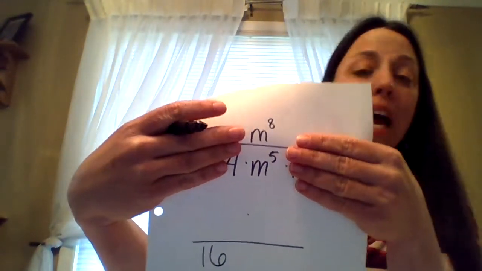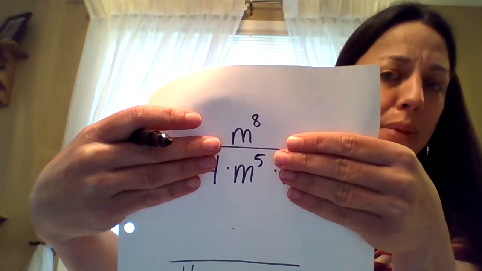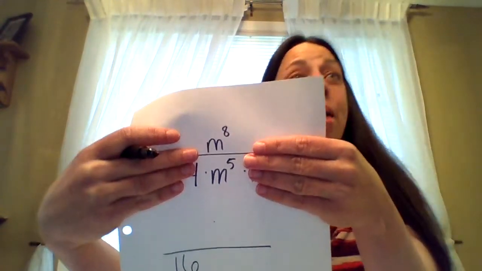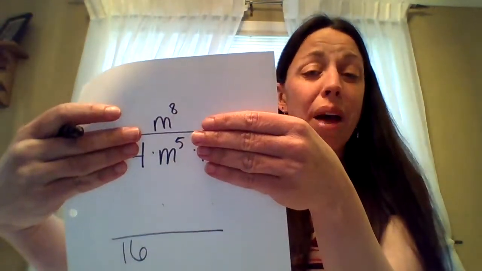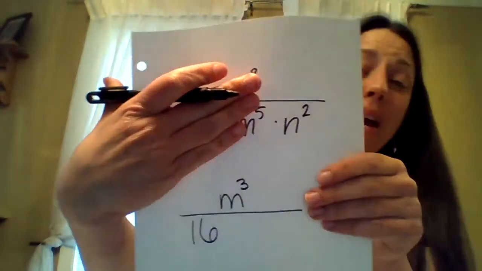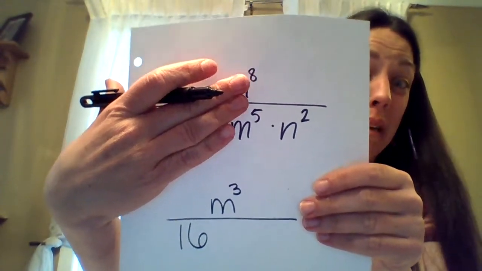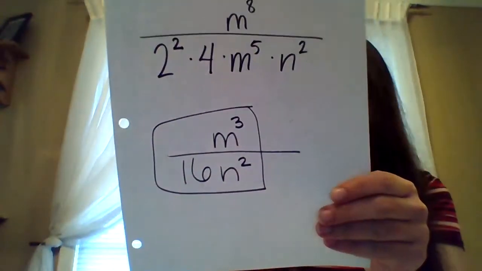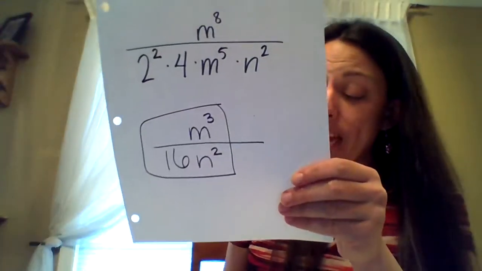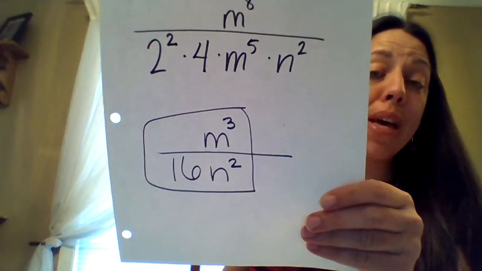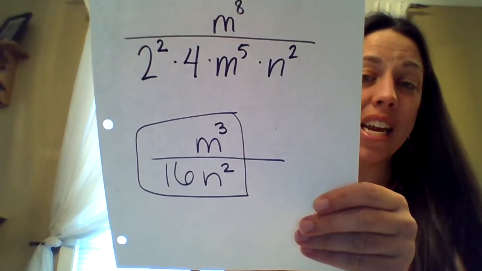Since I did my numbers, I'm now going to look at m. What would you like to tell me about m? I have m divided by m, so I'm going to subtract my exponents. What is 8 minus 5? Since it's a positive 3, I'm going to leave that in the numerator. And now I get to my n's. There's only one n. I'm just going to rewrite it exactly where it is. So my fraction bar is a little bit long. But the answer for that example, even though it looked big, bad, and messy, when I broke it up and took my time, the answer is m cubed divided by 16n squared.